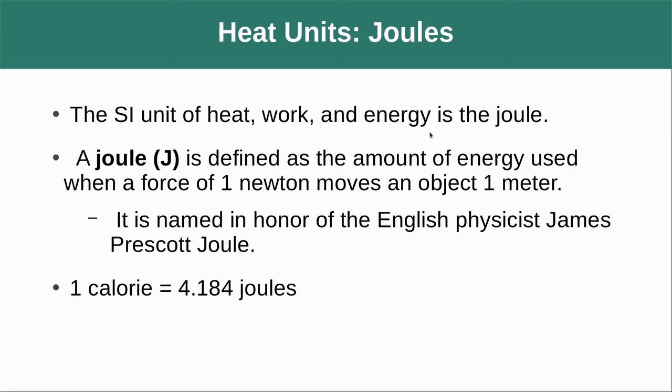In most of our work, we're going to be using the SI unit, which is called a Joule. It is defined as the amount of energy used when a force of 1 Newton moves an object 1 meter. And it has a conversion from calories to joules, where 1 calorie is 4.184 joules. You'll see that number popping up whenever we're working with water, the 4.184 joules number.